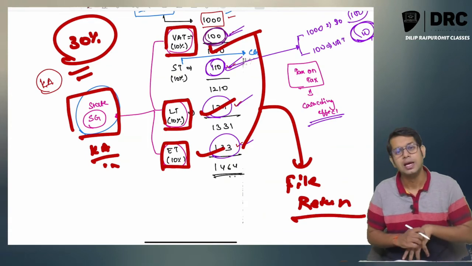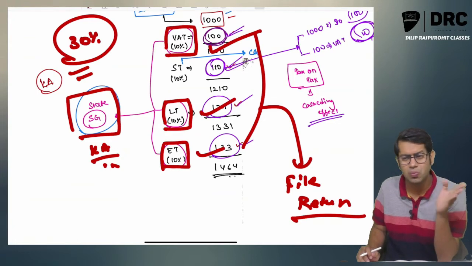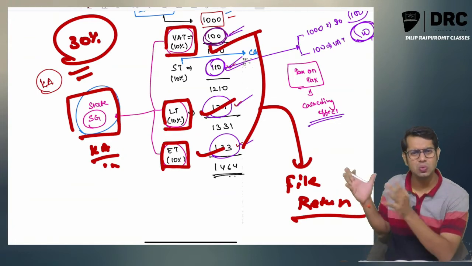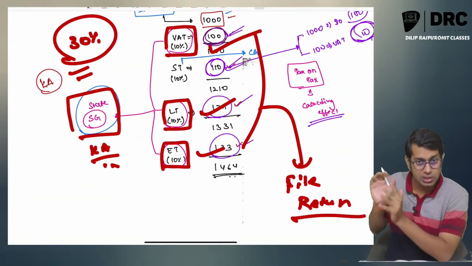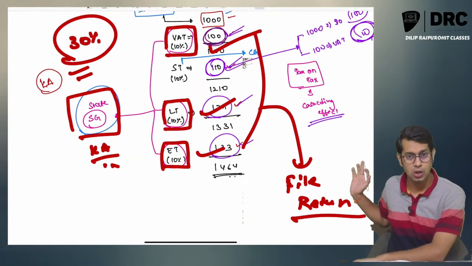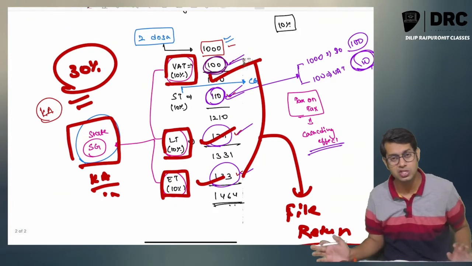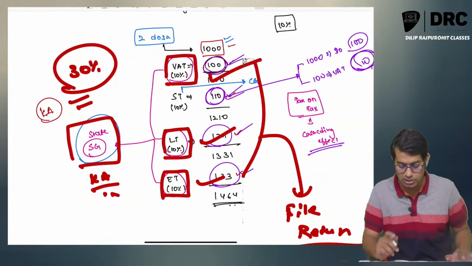I had to file all these returns separately. So my compliances were huge. I had to do a lot of compliances, etc. So these are some important deficiencies which were there in pre-GST law. These were the important deficiencies. Please note, this was something which was happening before GST law.